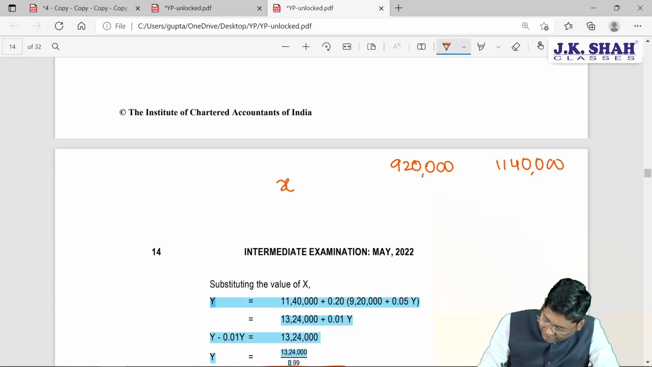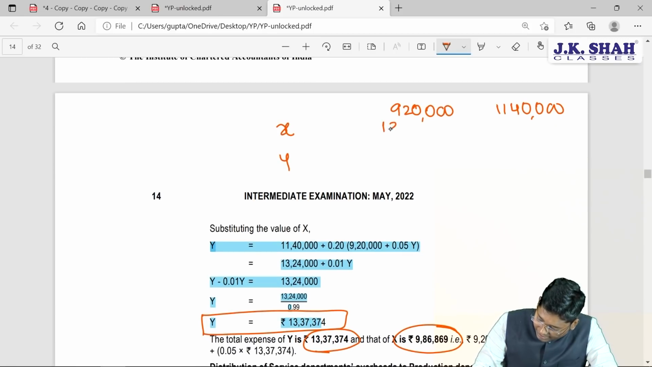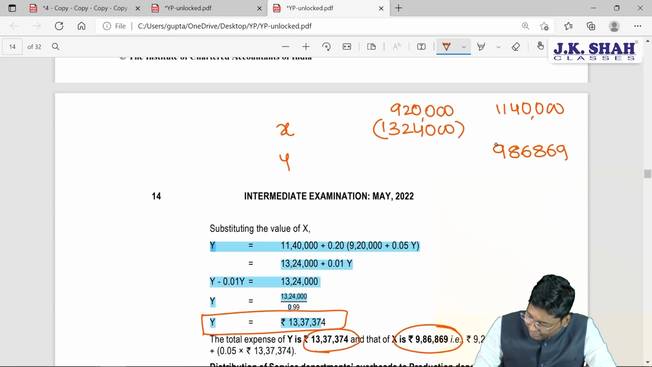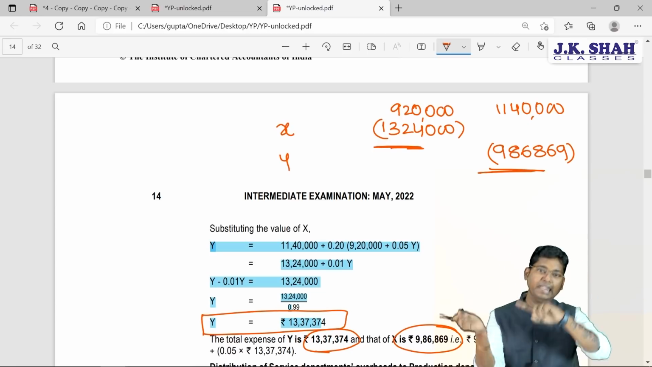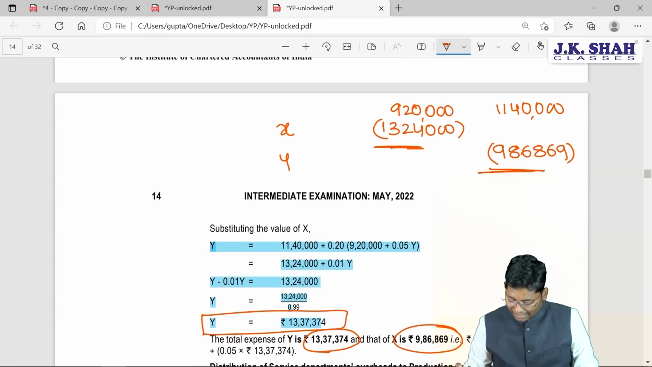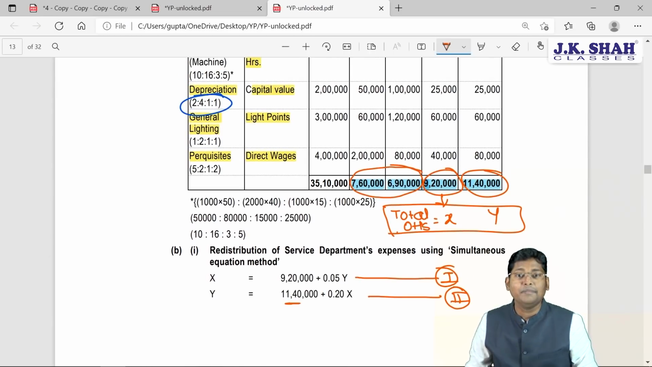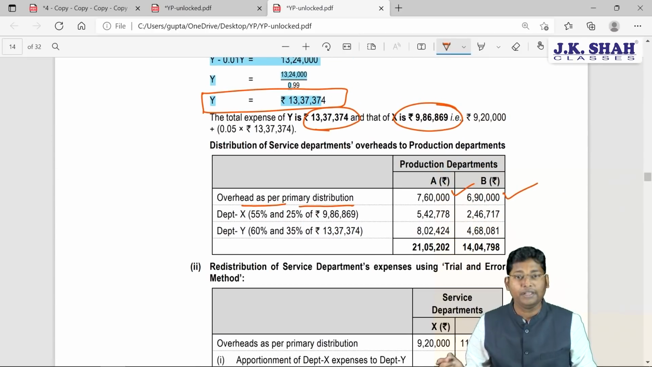Now we computed X value, we computed Y value, correct? X value is 13,24,000. So we are going to deduct this 13,24,000 from X department, and we are going to deduct 9,86,869 from Y department, and these both amounts we are going to transfer, redistribute to departments A and B. If you check departments A and B, their values are available with us. They are 7,60,000 and 6,90,000. The same values are recorded here, correct?